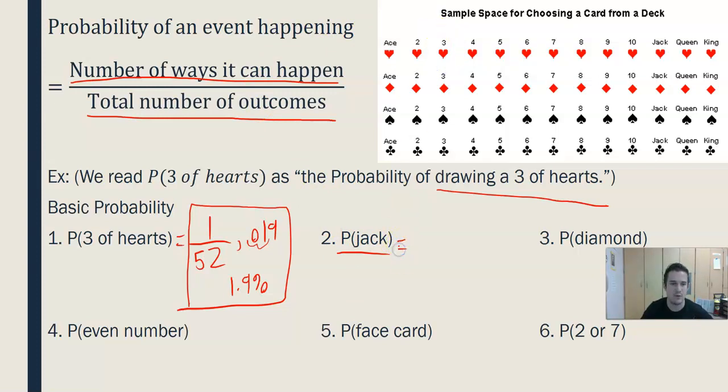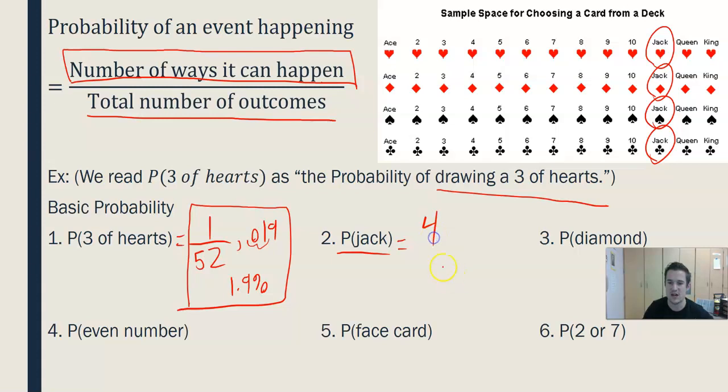Okay, what's the probability of drawing a jack? Okay, so I'm looking for all the number of ways that I could draw a jack. Well, I have a jack of hearts, jack of diamonds, jack of spades, jack of clubs. So there's 4 jacks, divided by a total of 52 cards. So my probability is 4 out of 52. I could reduce that fraction to 1 out of 13. Either of these would really be fine. If you were taking the ACT, it would probably be in reduced fraction form.